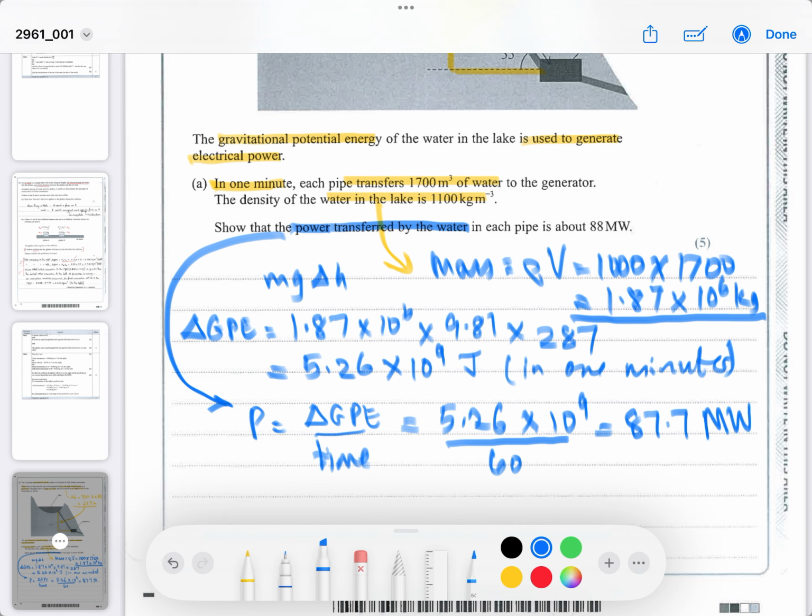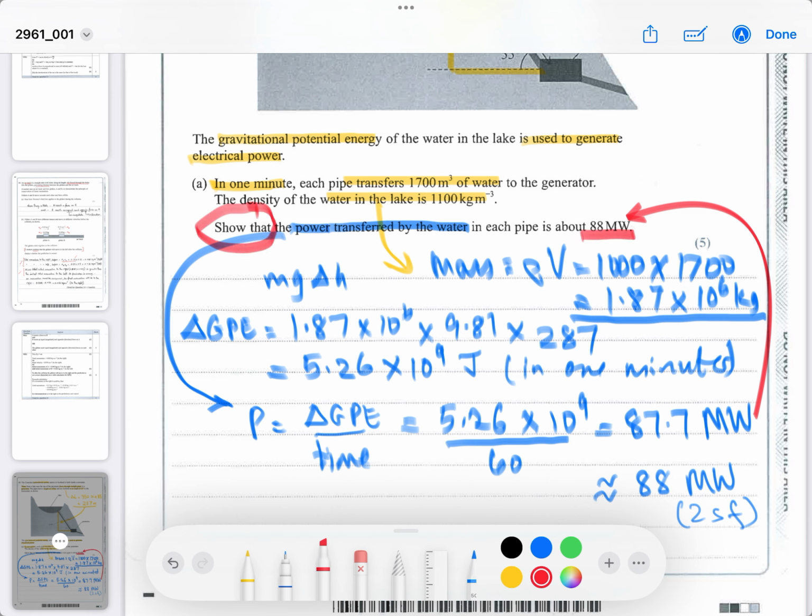megawatts. Which is approximately what they wanted us to show, 88 megawatts. So to 3 significant figures it is 87.7, and to 2 significant figures it's 88 megawatts. So we have shown what they asked us to do. Show that means prove it mathematically. We have now done that.